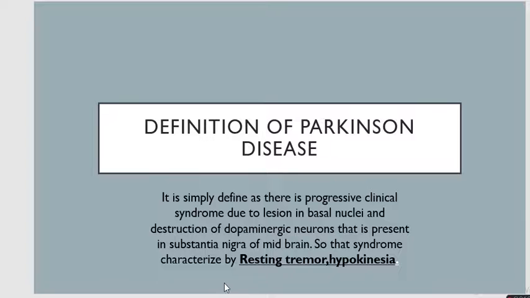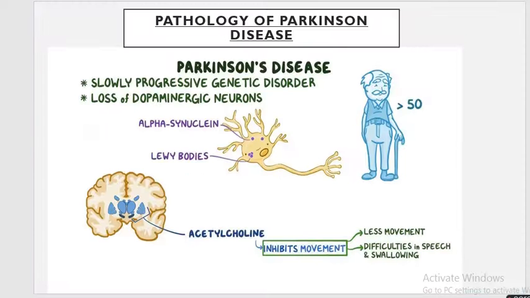The syndrome is characterized by resting tremors and hypokinesia. These are the main features of Parkinson disease: the patient develops resting tremors, which occur during rest, and hypokinesia or bradykinesia, meaning the patient is unable to initiate gait movement. These are the major symptoms of Parkinson disease. Now let's talk about the pathology of Parkinson disease.